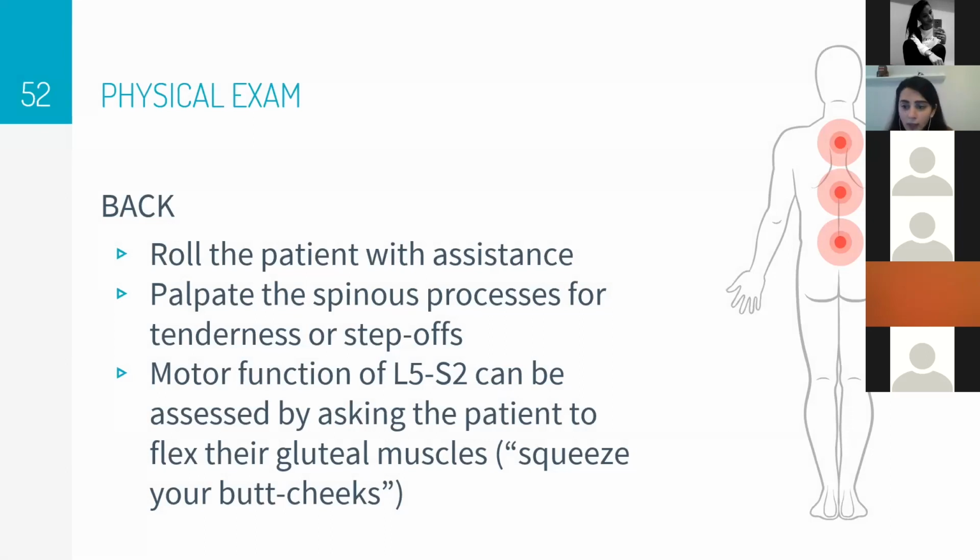Okay, and finally, if you haven't already, you want to roll your patient with assistance and palpate the spinous processes, like I said before. Now, this is often when people will do a rectal exam to check for rectal tone or blood in the rectum. The recent literature has really questioned the necessity of digital rectal exams. You can assess motor function of L5 to S2 if your patient's awake by asking them to flex their gluteal muscles.